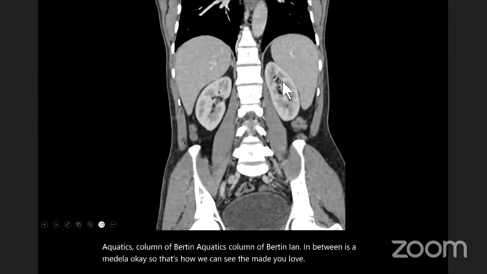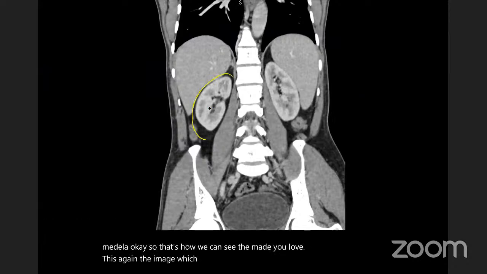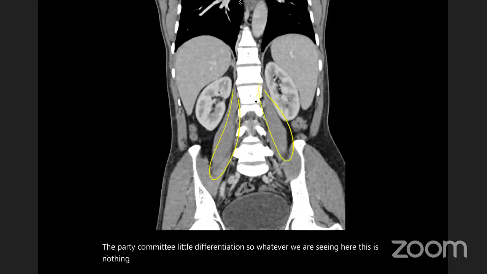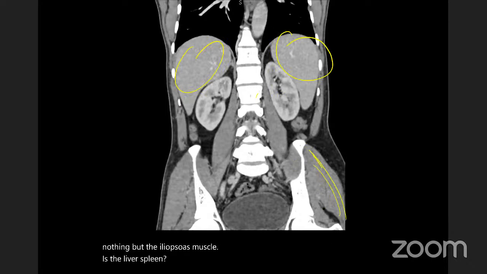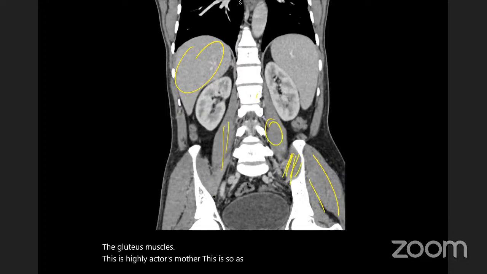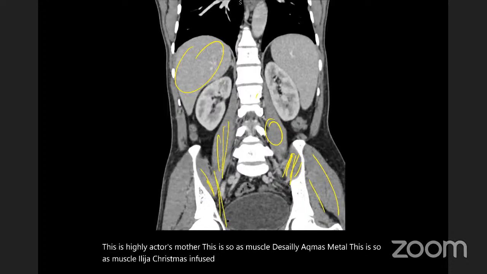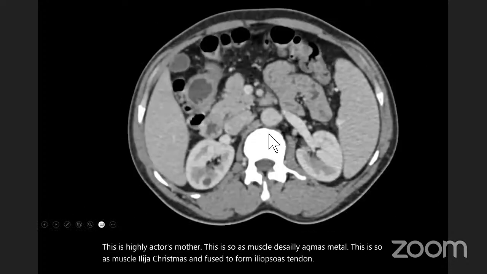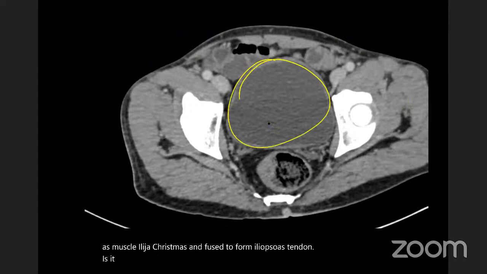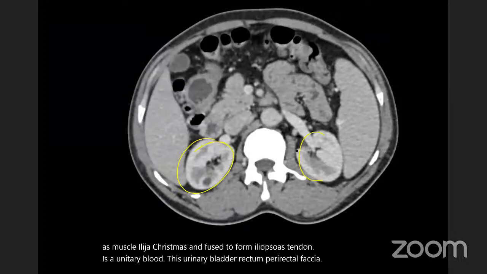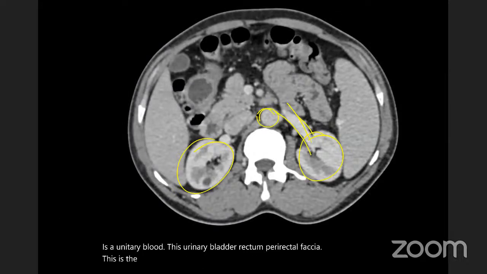This is again the image which is showing the corticomedullary differentiation. So whatever we are seeing here, this is nothing but the iliopsoas muscle. This is the liver, this is the spleen, this is the gluteus muscles. This is the iliacus muscle. This is the psoas muscle. Iliacus and psoas fuse to form the iliopsoas tendon. Okay. This is the urinary bladder, rectum, perirectal fascia. This is the kidney, the vein, the aorta, IVC, liver, spleen.